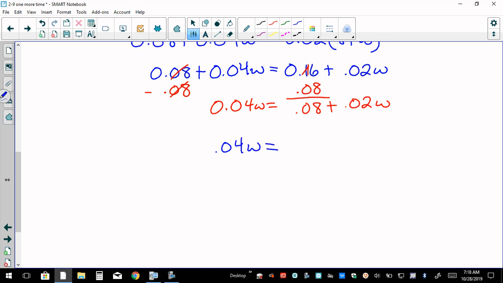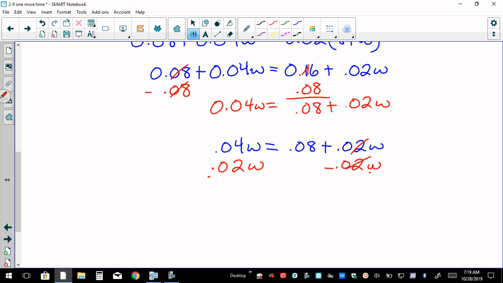0.04W equals 0.08 plus 0.02W. Now the whole goal again is to get all the variables on one side and all the numbers on the other. So I'm going to subtract 0.02W from that side. That's going to cancel those.